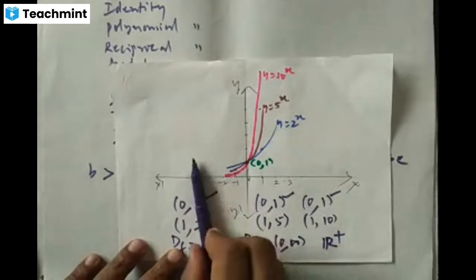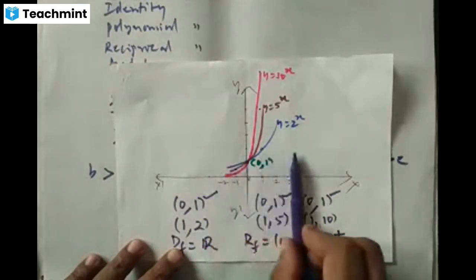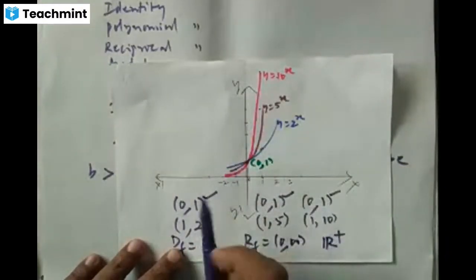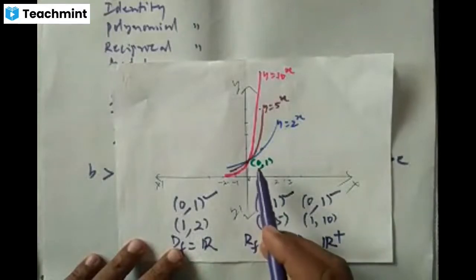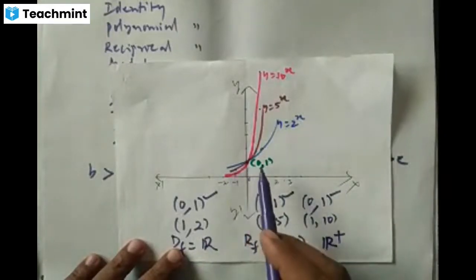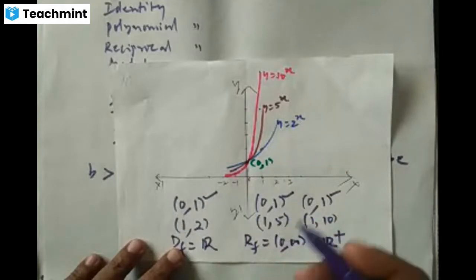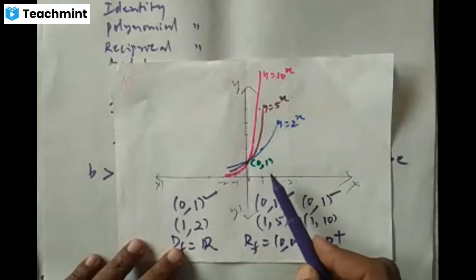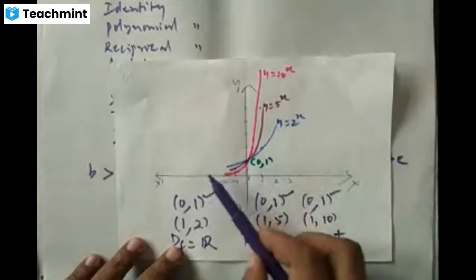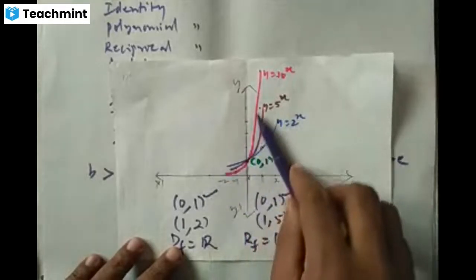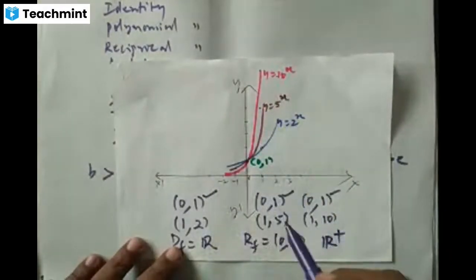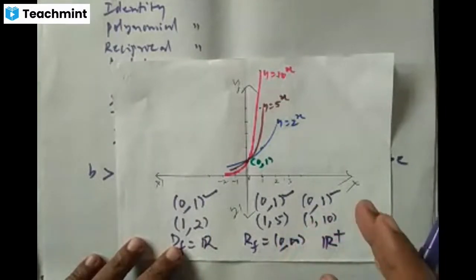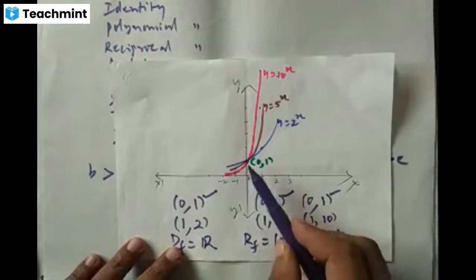See, as we move from left to right, x increases, right? As x increases, y also increases, right? That means the exponential function with base more than 1 is an ever increasing function. You just see, as x increases, the value of y also increases, right? So the exponential function with base more than 1 is ever increasing. Okay, just one more observation here.